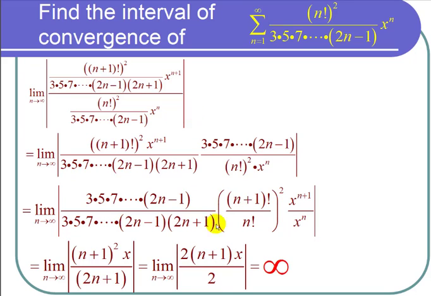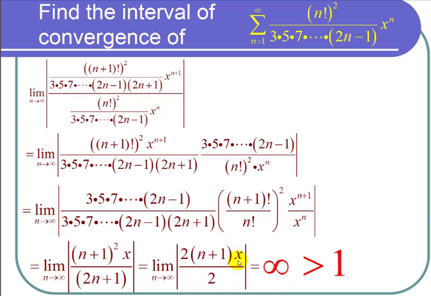And I'm using the ratio test, and the ratio test says that I'm supposed to compare this with 1. Well, infinity, of course, is always greater than 1. So the ratio test tells us that this diverges for all values of x, except there's a special case which I need to take note of.